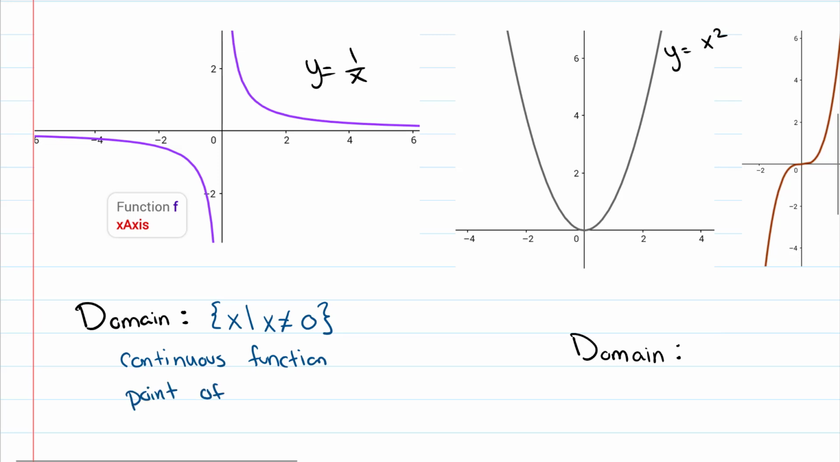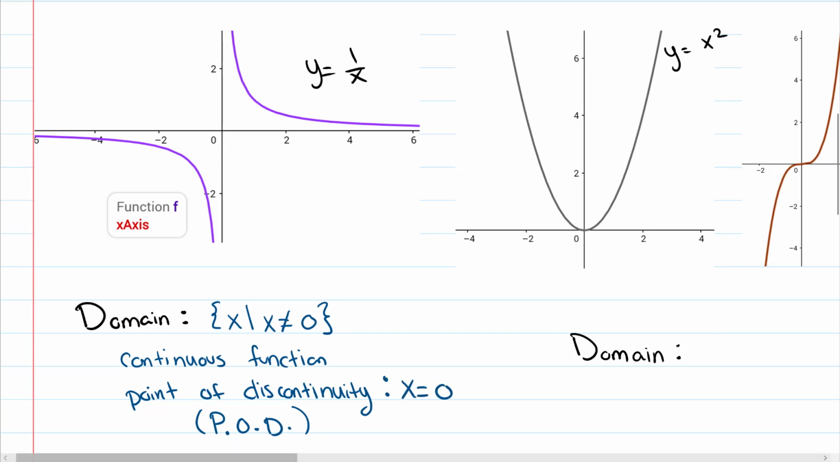However, we do have a point of discontinuity. For short, from now on, I'm going to call these PODs. The point of discontinuity here is x equals 0. So yes, I do agree that there's a vertical asymptote right here at x equals 0, which creates a point of discontinuity, but because the domain does not include 0, the point of discontinuity is not in the domain, and therefore it is a continuous function on its domain.